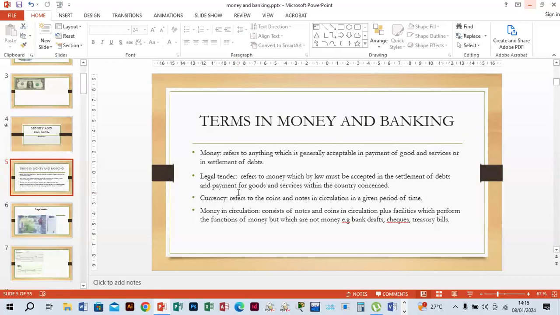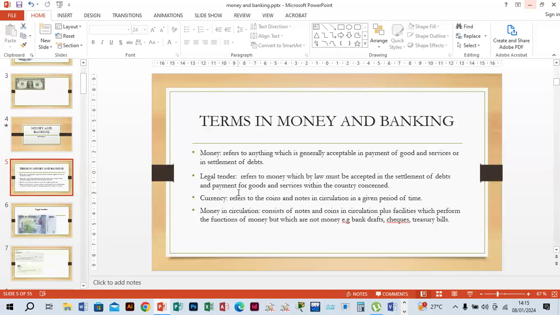And every currency in a particular country is a legal tender. What do I mean by currency? Currency refers to the coins and notes in circulation in a given period of time. For example, in Uganda, we have the 50,000 shilling notes, the 20,000, the 10,000, the 5,000, the 2,000, the 1,000 notes, the 1,000 coin, 500, 200, 100 coins. They're the ones we use as our currency.